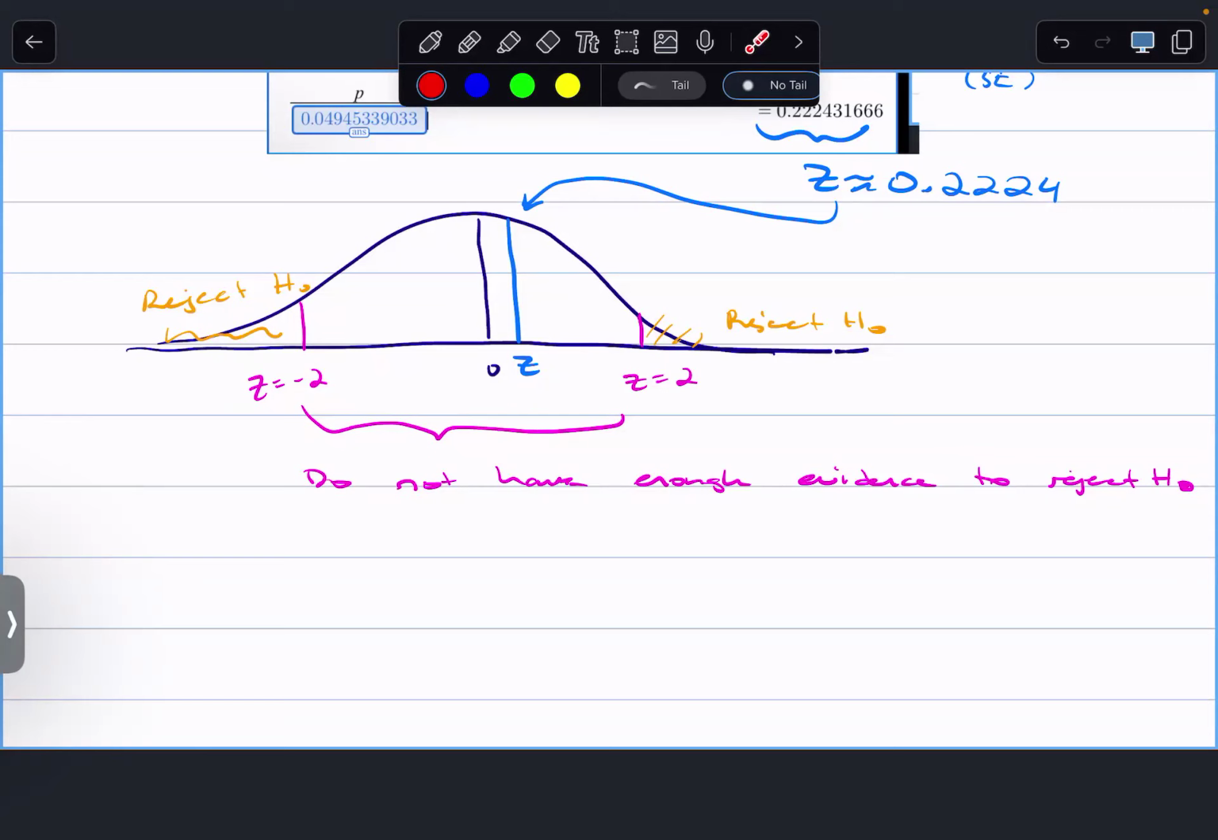So that's hard to communicate, especially to a client. Oh, well, we were 0.22 standard errors away, so obviously we don't have enough evidence to reject H naught. That's hard, because then you'd have to explain what standard errors are, and what a mess. And so instead, we talk about probabilities. The probability of seeing this, if the null hypothesis is true, is this value, and that's what the p-value is.